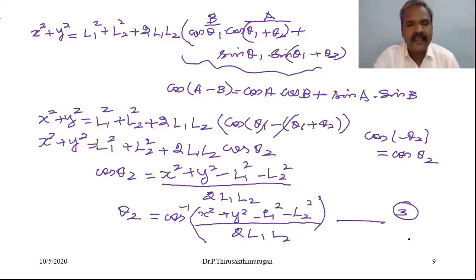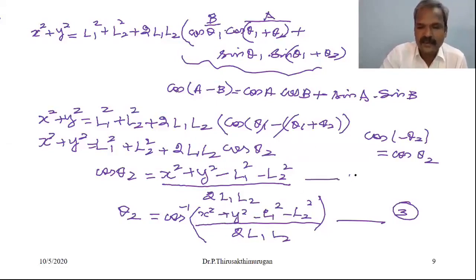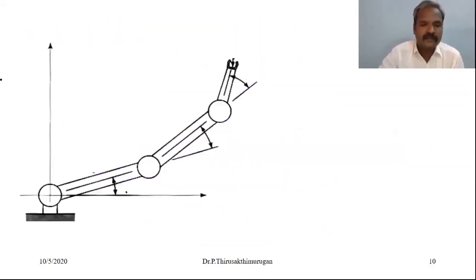Next is how to determine joint angle 1. Having determined the theta 2 value, you take this equation number 3, and this is equation number 4. Understand? Next we see how to obtain the reverse kinematic solutions for the double R robot, that is, the 2 degree of freedom planar robot. Clear? There is also a very simple solution.